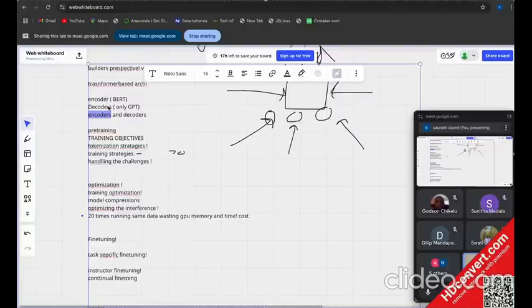So from the builder's perspective, we have to think about all these kinds of architectures, like what kind of architecture we'll use, and what kind of pre-training we have to do. Let's say the training objectives, what kind of tokenization strategies we're going to use, and how exactly we're going to handle these kinds of challenges. Then again we need to think about the optimization. Then I told you about fine tuning. If you talk about a specific task, then we need to think about how exactly we're going to fine tune for that particular task on certain data. So this was all about what we call a builder's perspective.